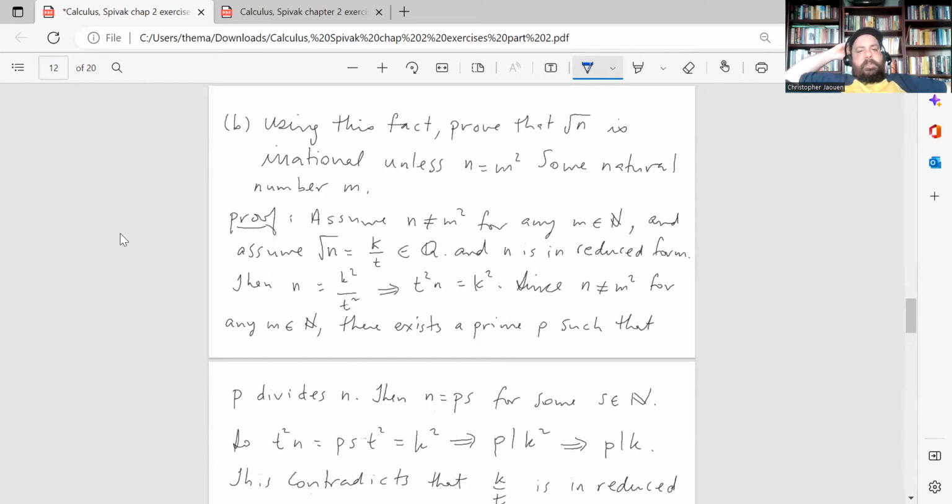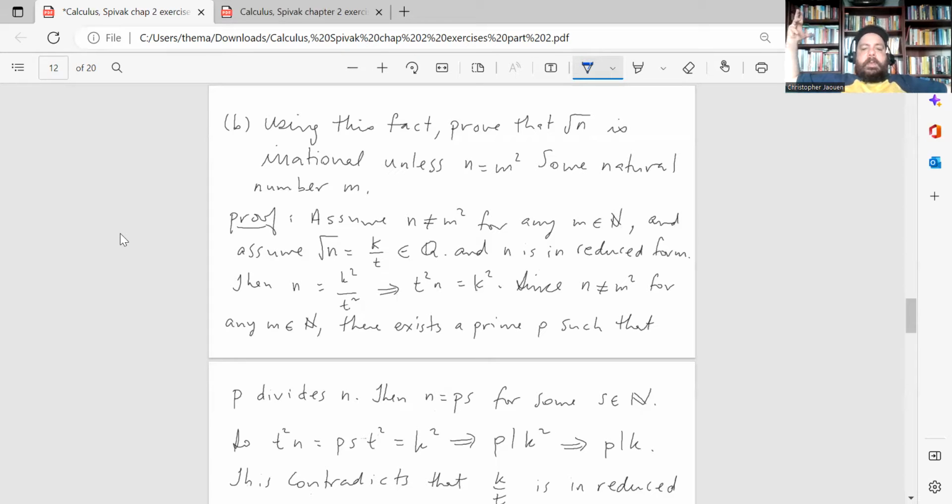All right, so the proof says, assume that n is not a square of another natural number for any m and n, and assume that the square root of n is rational, so it's k over t, where the square root of n is in reduced form. So k and t have no common factors. Then if you square both sides of square root n equals k over t, you get n is equal to k squared over t squared. And if you bring t squared over to the left-hand side, you get t squared n is k squared.